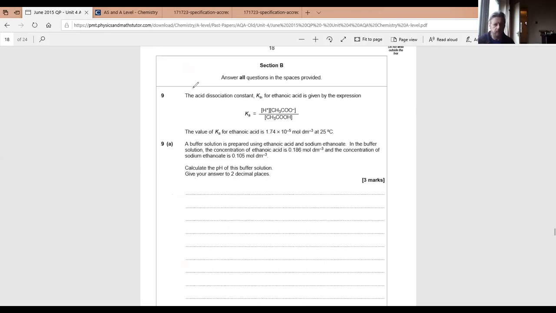Anyway, so what we could do is find the buffer question. We've got one. Is this one here? Yeah.